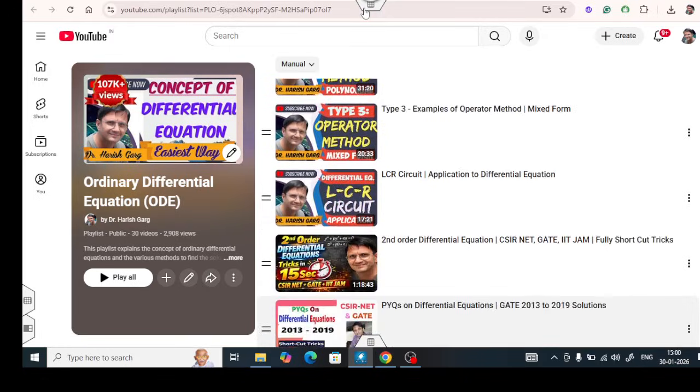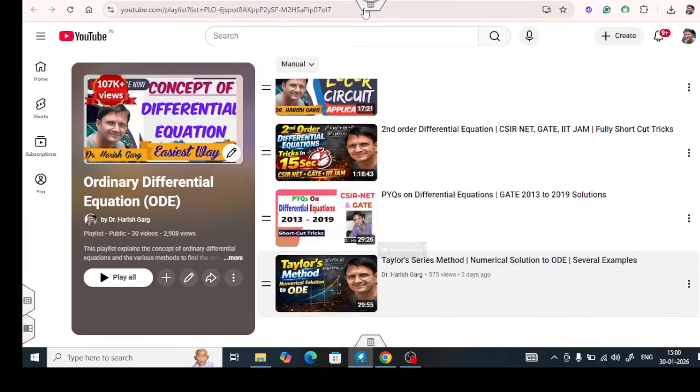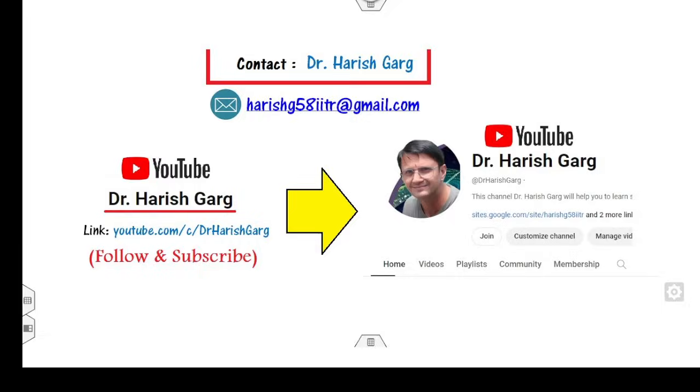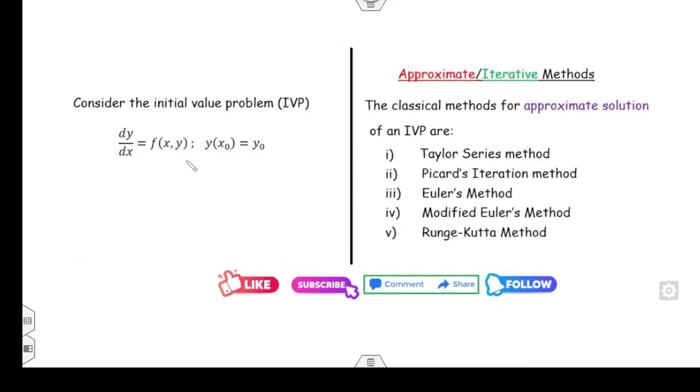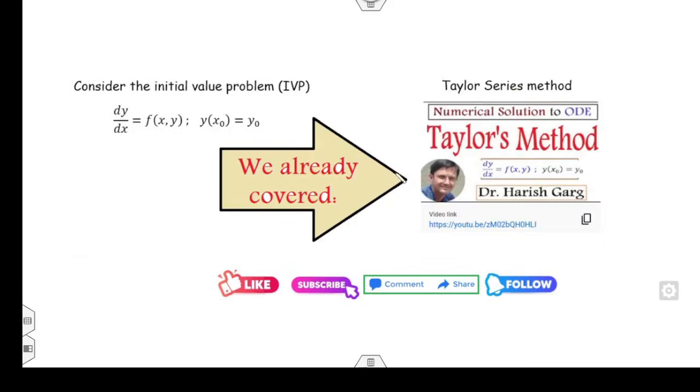The last lecture we saw was related to Taylor's method for finding the numerical solution of ordinary differential equations. Now, as we have seen how to set up the initial value problem, once you have the initial value problem, your target is to find the approximate solutions. We have five different methods. The first method we already discussed in our last lecture. Now, in this lecture, we will cover the concept of Picard's method.